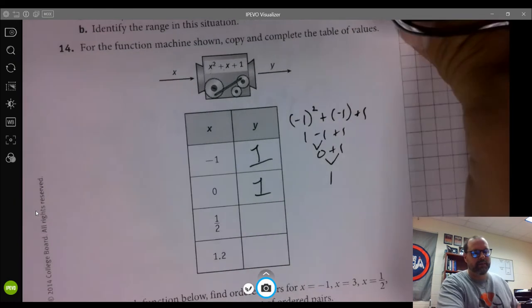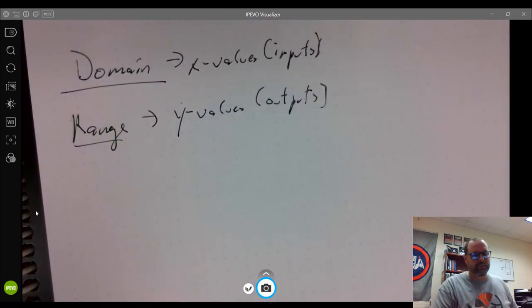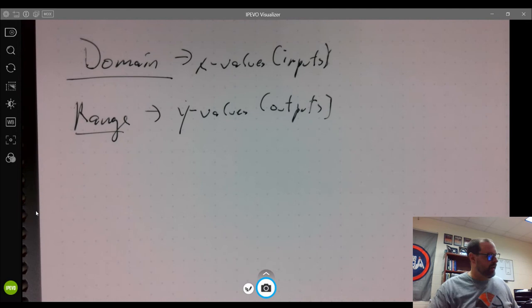So domains are any of your possible x values or inputs. Range, any of your possible y values or outputs. For right now, you're going to write it in those squiggly parentheses or brackets as set notation.